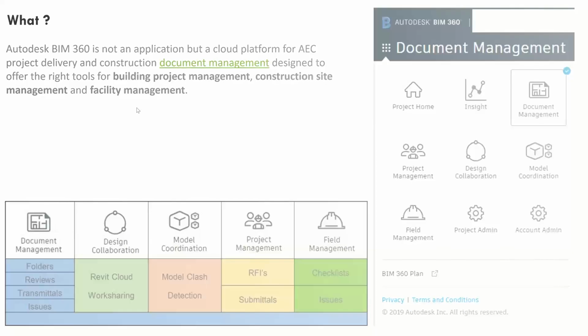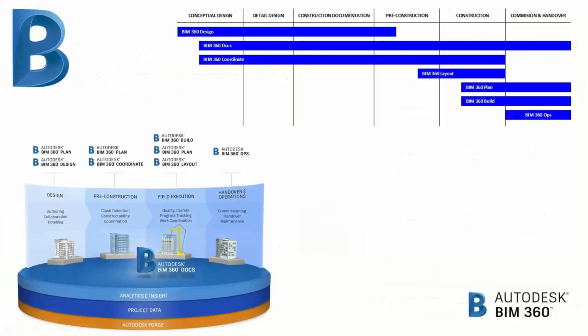So next, we're going to answer another question. We're going to continue with the same flow. Here we can see that BIM360 can be used from the conceptual design to the commission handover. So that means at every step of the process, you can see it here in another kind of way. You're going to have a module that's going to be useful for what you need to do. So you can do it from here: detailing, design, construction documentation, pre-construction, and even commission and handover.